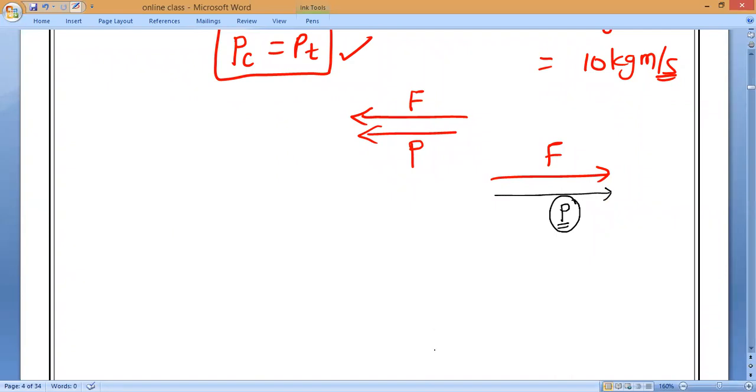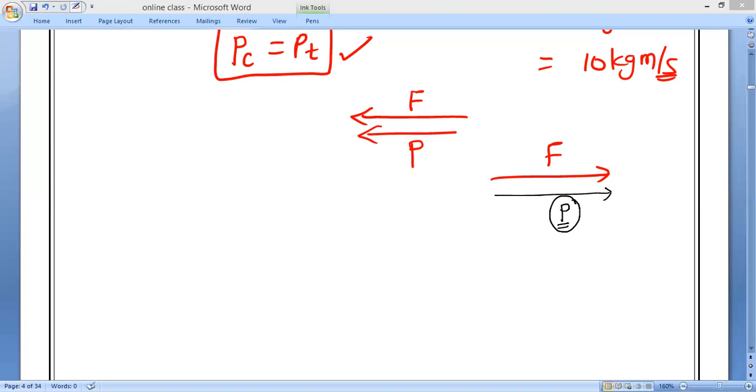Please, all of you learn and write it. Rate of change of momentum, right? According to Newton's second law of motion, the rate of change of momentum of a body is directly proportional to the, what guys?